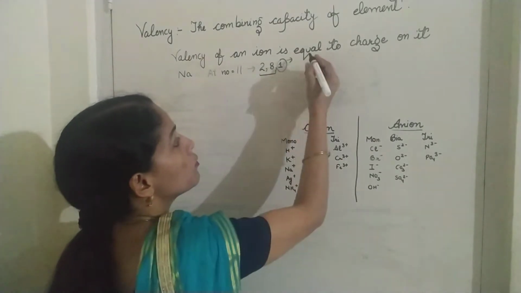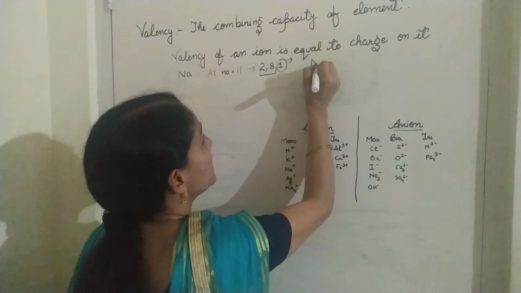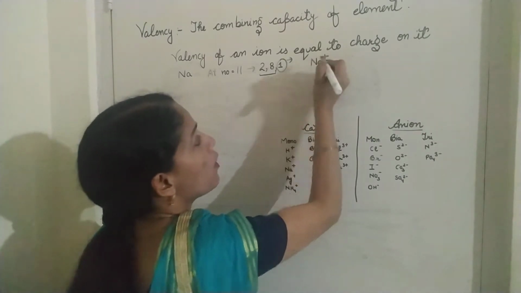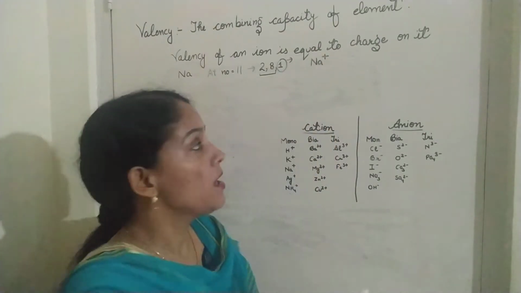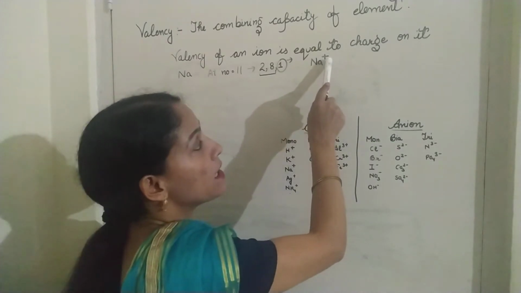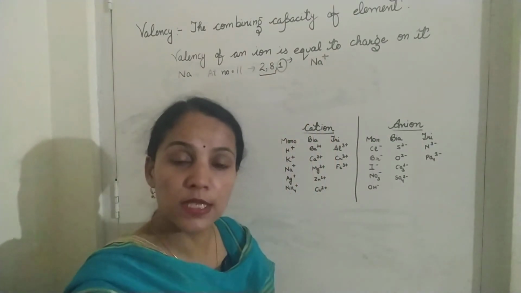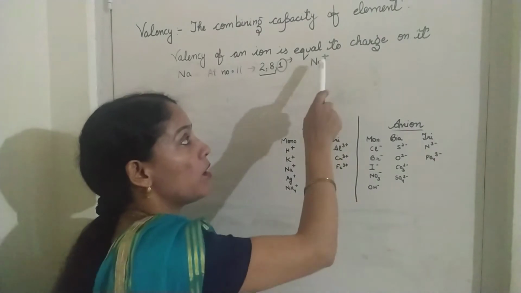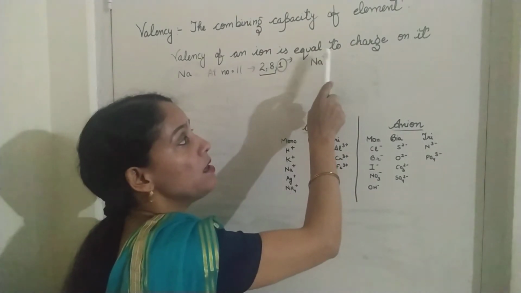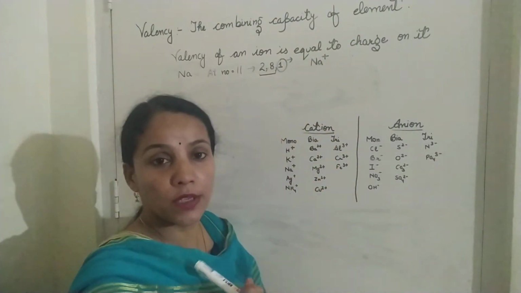So when we lose 1 electron, we get a positive charge on sodium. On Na we get a positive charge because we are losing 1 electron. And only a single positive charge is there because we are losing only 1 electron.